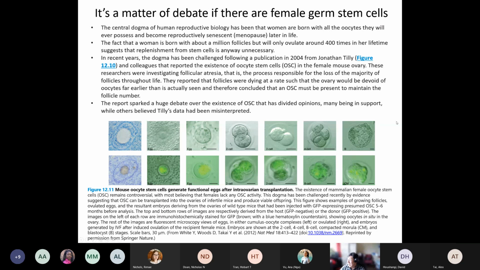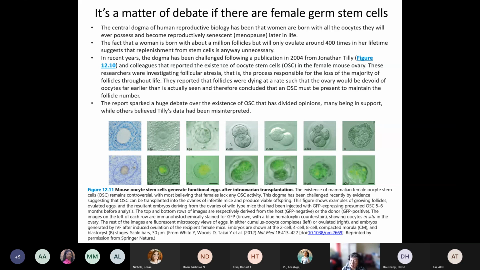But I would say that the majority of the scientists feel that the paper is misinterpreted. It's wrong. There shouldn't be female germ stem cells. And here I wouldn't bother to go through what they described in their paper. This is the key figure of the paper by Jonathan Tilley.